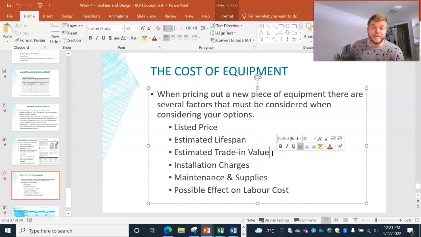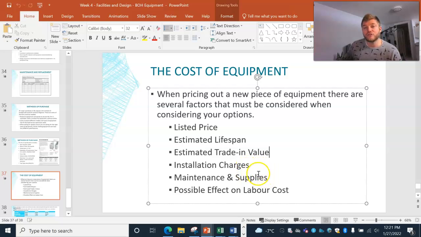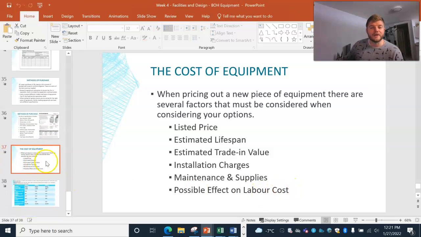I want to extend it over the lifespan of that item. There might be a trade-in value. So you might buy something for $10,000 and you expect to get $1,000 back from it after the 10 years. Is there installation charges? Is there maintenance and supplies? Do they train you? Do they send someone down to your kitchen and train all your guys, or are you doing that yourself? So is there some sort of effect on labor cost, either a reduction or an increase? So training is an increase of all the labor costs, but is it going to save us a bunch of time? So all of a sudden people are getting out there at the end of the night 30 minutes quicker because it's not that difficult to clean this piece of equipment. So these are all the things that we want to know.